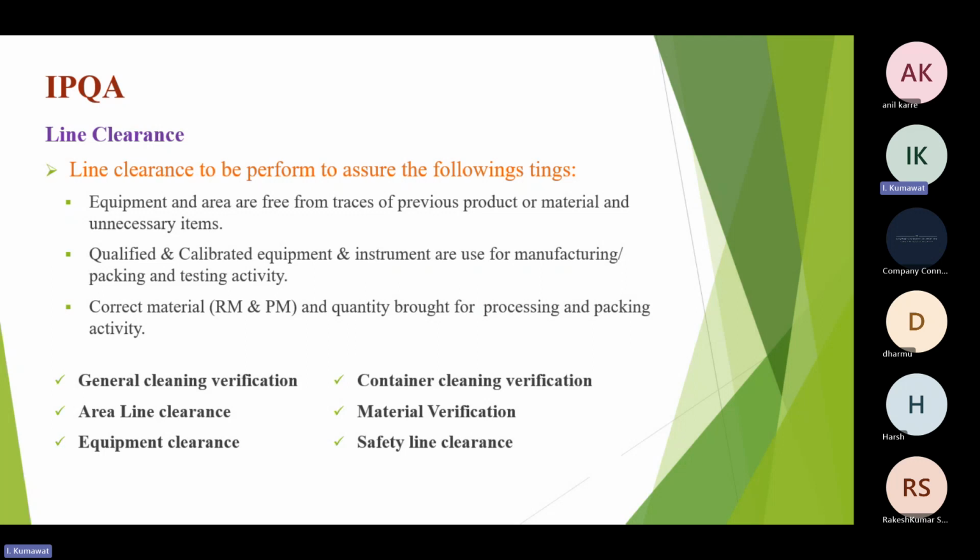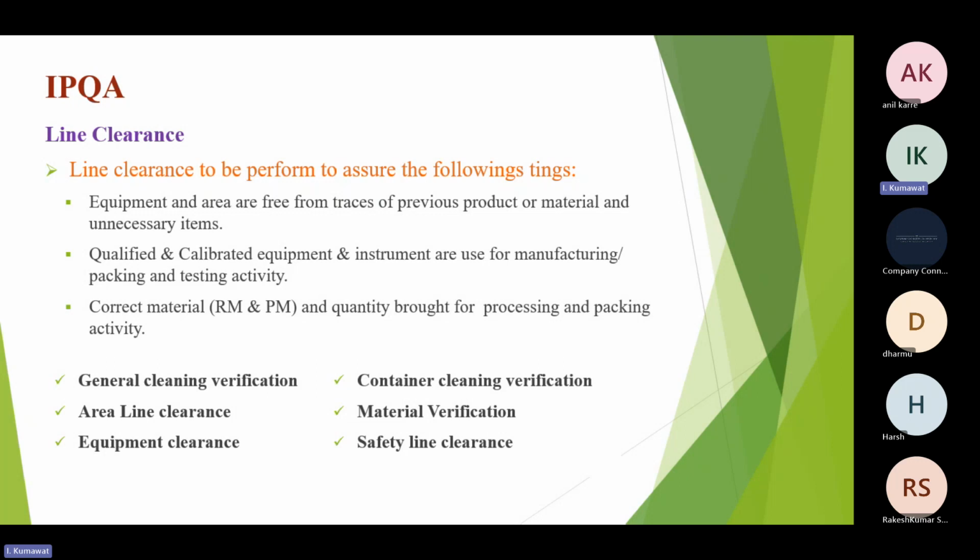So for area clearance, we have to check the area physically, that it should not have any traces of the previous product and unnecessary equipment in the area. In equipment clearance, we have to check each part of the equipment or dismantled part of the equipment during the line clearance. Container cleaning verifications, what does it mean? It means that whatever containers we are going to use for the storage of the product, like at the stage of blending, we have to store the blend. So whatever containers we use for storage of the blend, we have to ensure the cleaning of that particular container before using it.